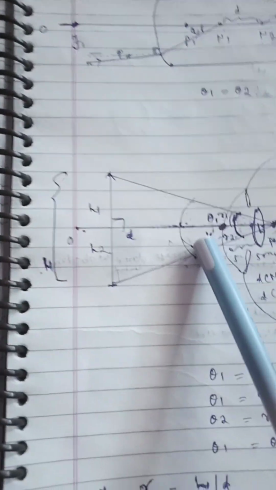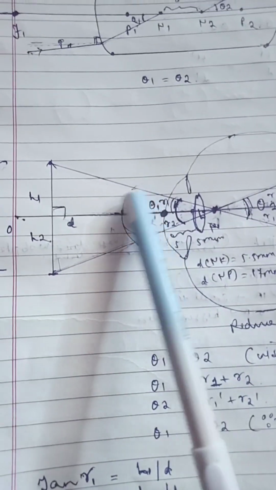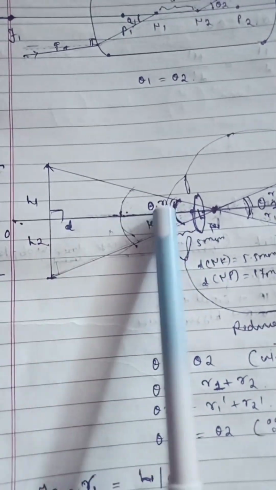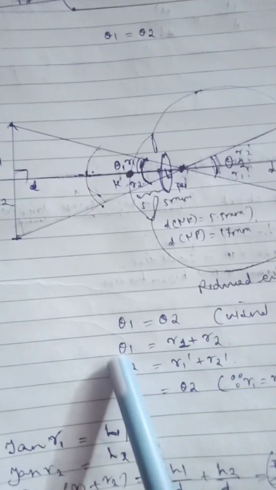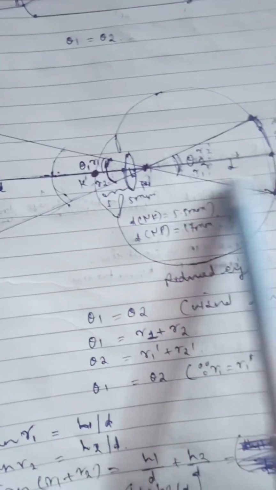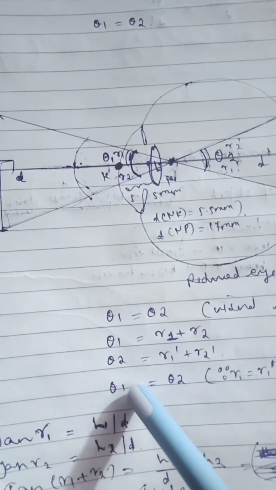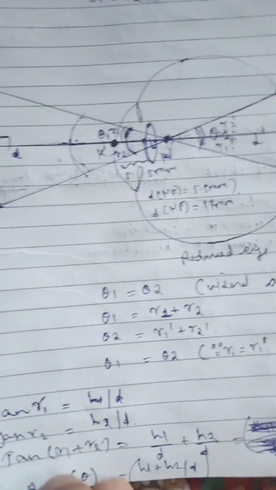Now we'll see. This theta 1 is made up of r1 and r2. We cannot directly apply this tan function, and how we can apply it here, we'll see. Now theta 1 equals theta 2. Okay, now theta 1 is what? r1 plus r2, and theta 2 is equal to r1 dash plus r2 dash.